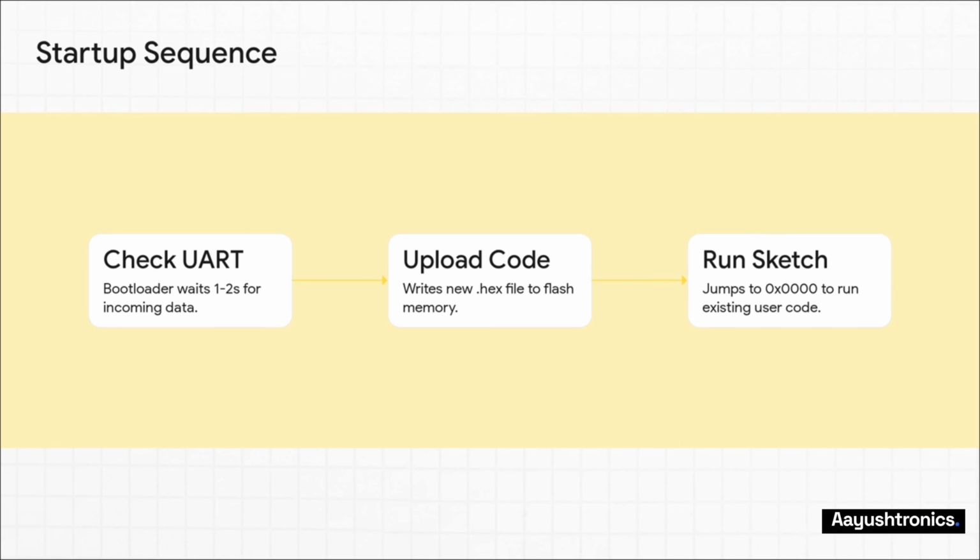Before your code even has a chance to run, a tiny, invisible program called the bootloader intercepts the startup sequence. It listens to the USB connection for about 1 to 2 seconds. If you just clicked Upload in your Arduino software, the bootloader enters write mode, receives your newly compiled hex file, and permanently burns it into the flash memory. But if it doesn't hear anything, it simply skips the programming sequence and jumps to a specific memory address, 0x0000, to hand control over to whatever sketch is already sitting on the board.